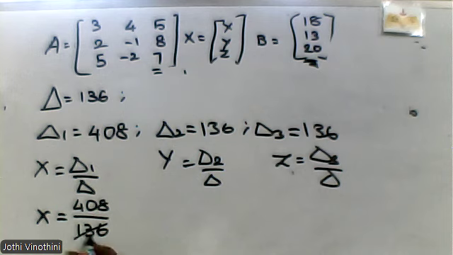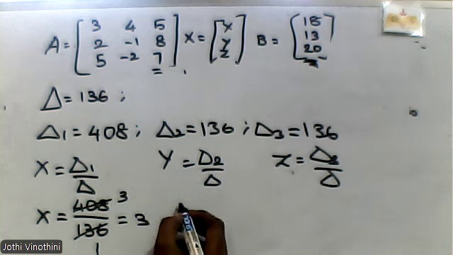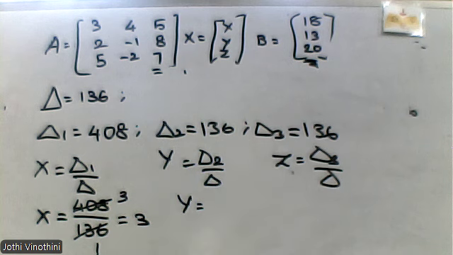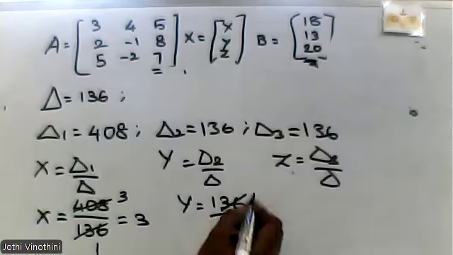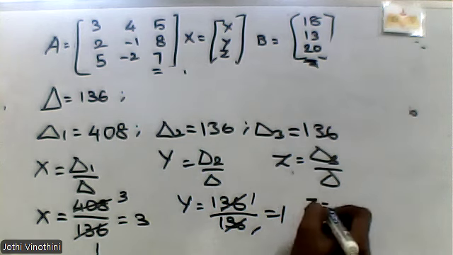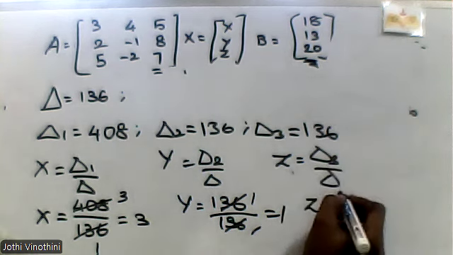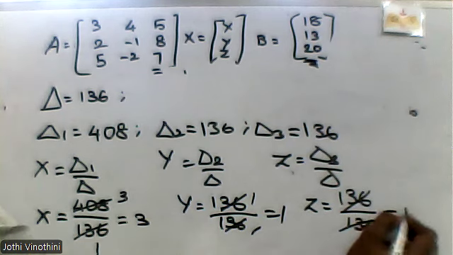We can cancel it: 3 into 136 is 408. We can say x equals 3. Okay? So y, what is del 2? 136. What is del? 136. So 1 by 1, we will get y equals 1. And similarly z equals del 3 by del. Del 3 is 136 and del is again 136. So they will get cancelled, which equals 1.